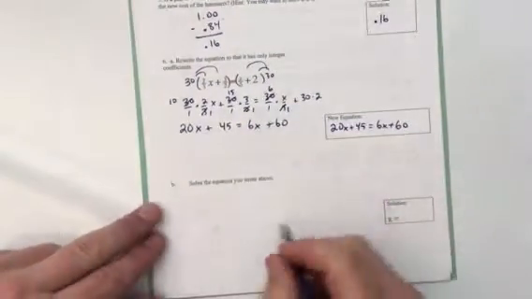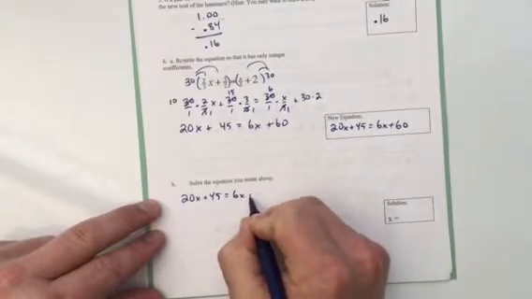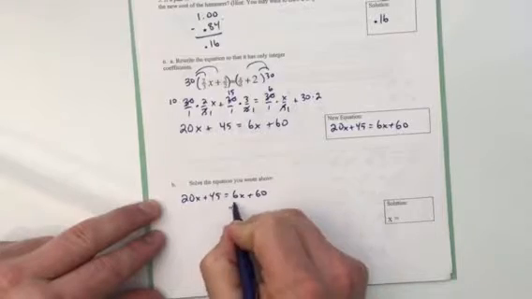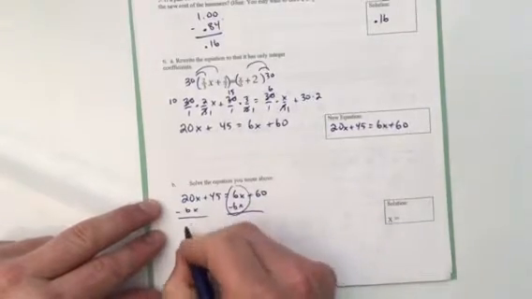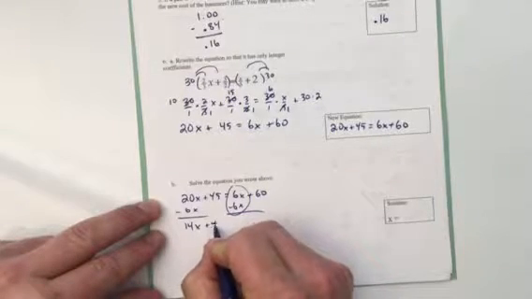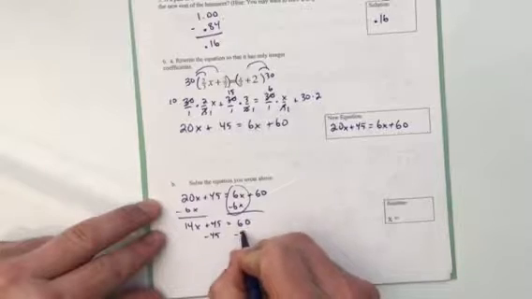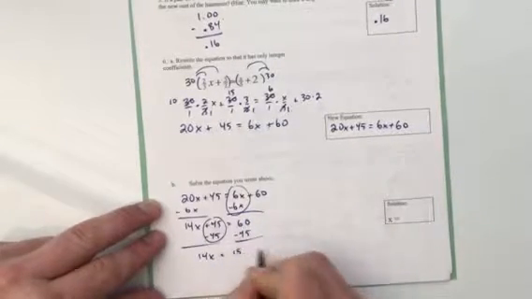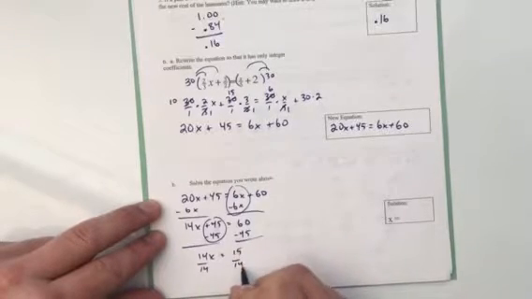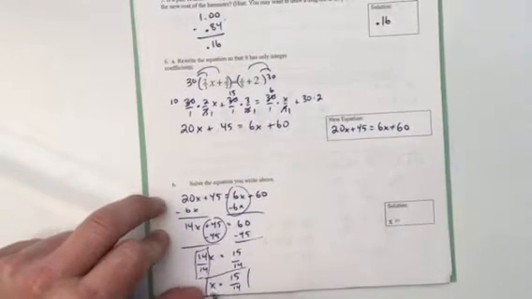Now down here I'm going to solve it. 20x plus 45 equals 6x plus 60. First I'm going to subtract 6x from both sides. That becomes 0. I have 14x plus 45 equals 60. Subtract 45 from both sides. 14x equals 15. Then divide both sides by the coefficient. X equals, I'm going to leave it as a fraction, 15 over 14.